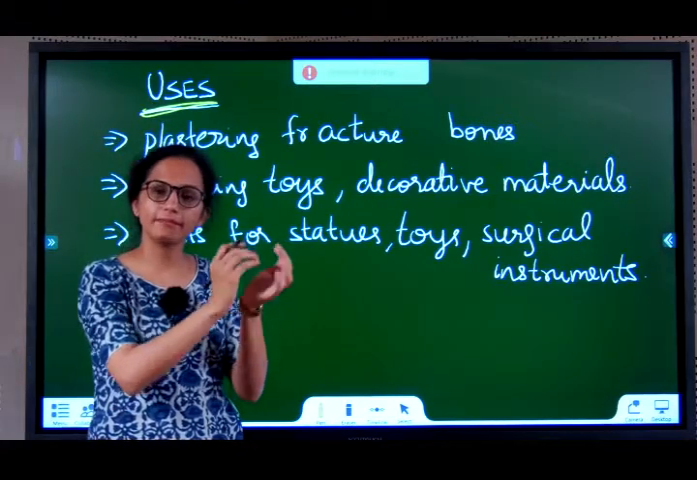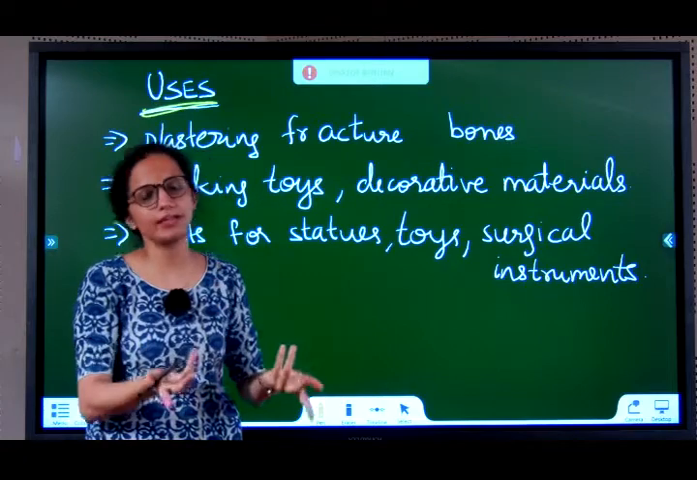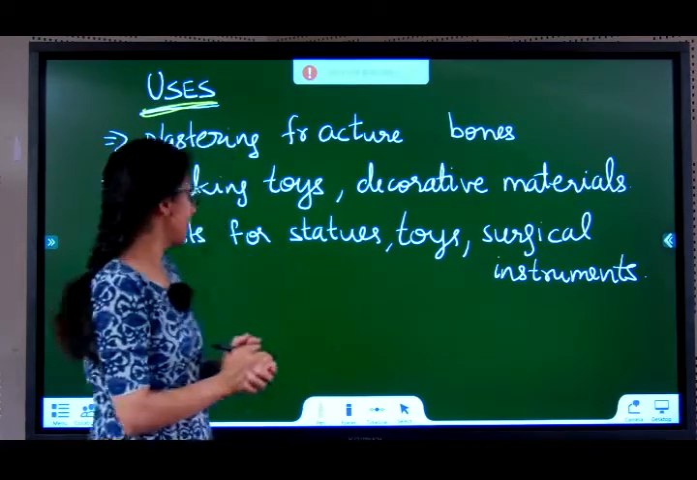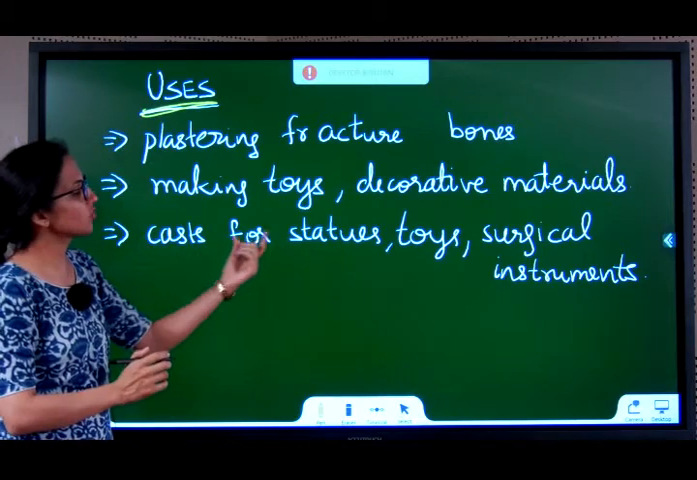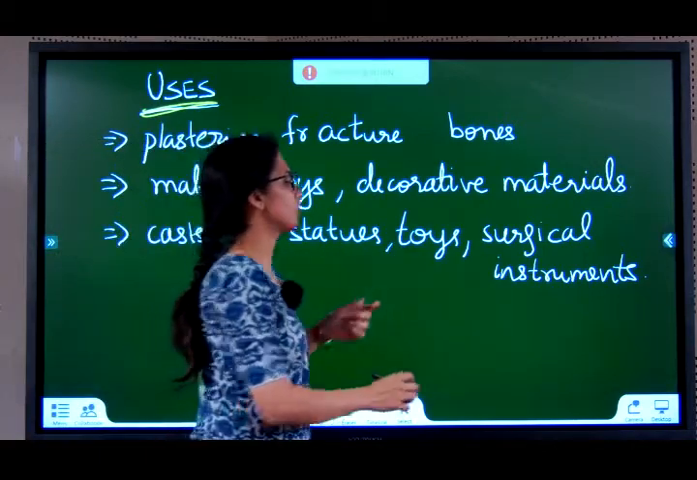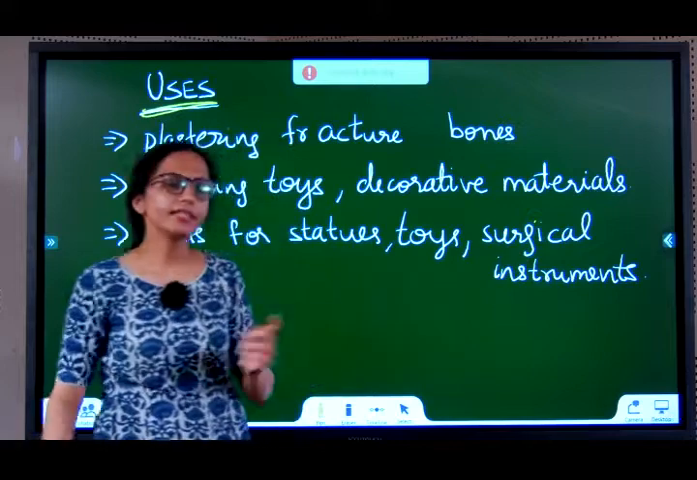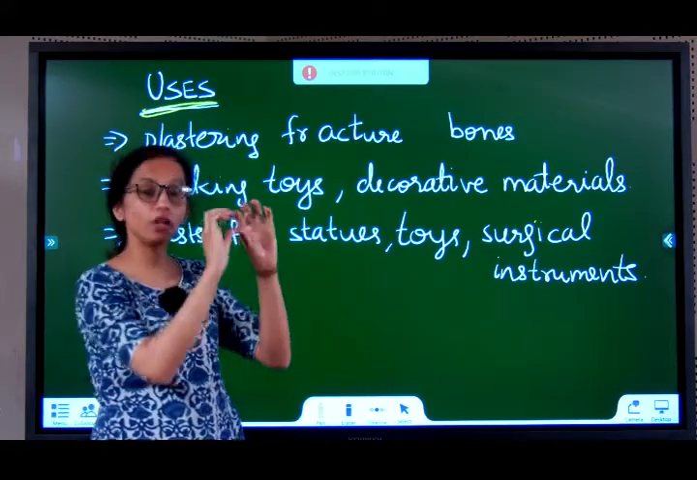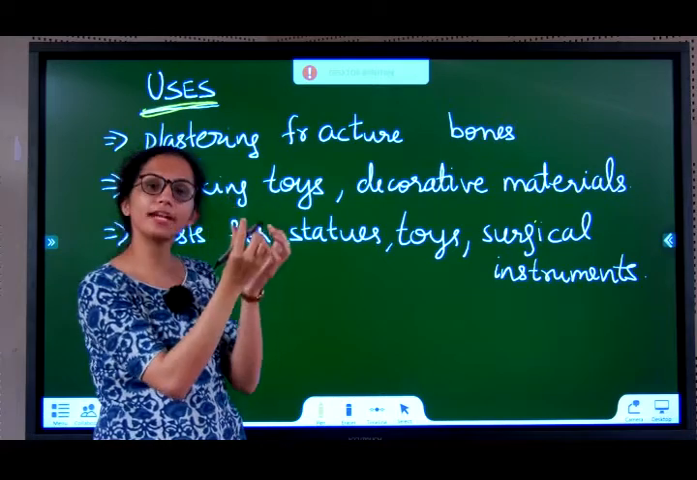So you can mold it, make it like clay, make whatever shape you want and you get your decorative item. Leave it for some time, it dries up, it becomes hard. It is used for casts for statues, toys, surgical instruments. What are these casts? Now you've seen in some dentists, there will be the model of your teeth. It will be all made with POP.